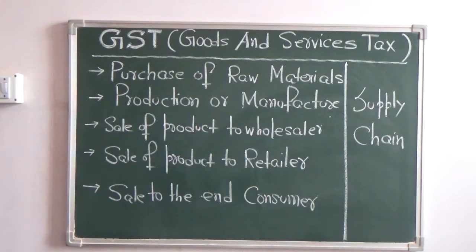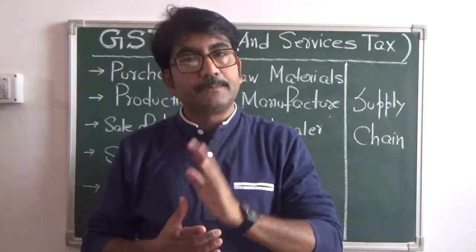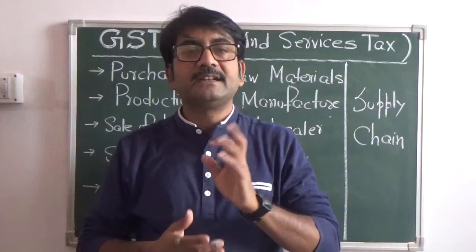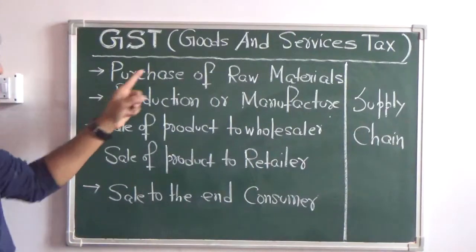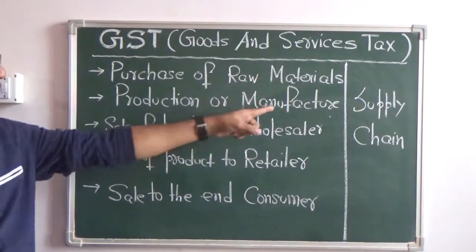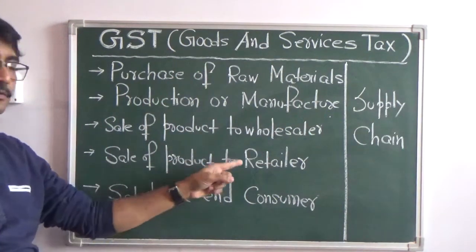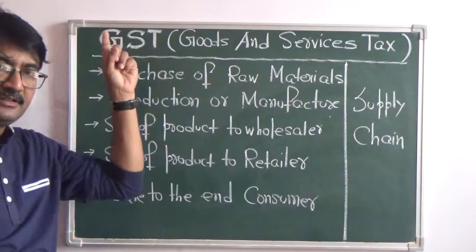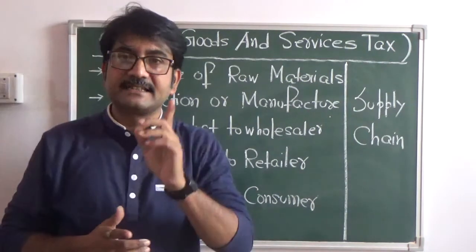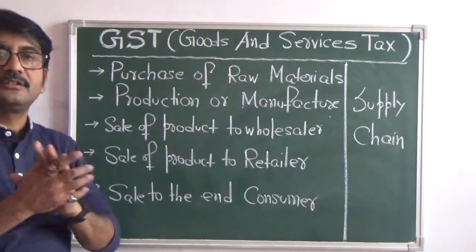See, there are multiple changes of hands an item goes through along its supply chain from the manufacturer to final sale to the consumer. The flowchart is somewhat like this. Purchase of raw materials, production or manufacture, sale of product to wholesaler, sale of product to retailer, and sale to the end consumer like us. So this is the supply chain, right? Now the goods and services tax is applied on each of the stages, which makes it a multi-stage tax.